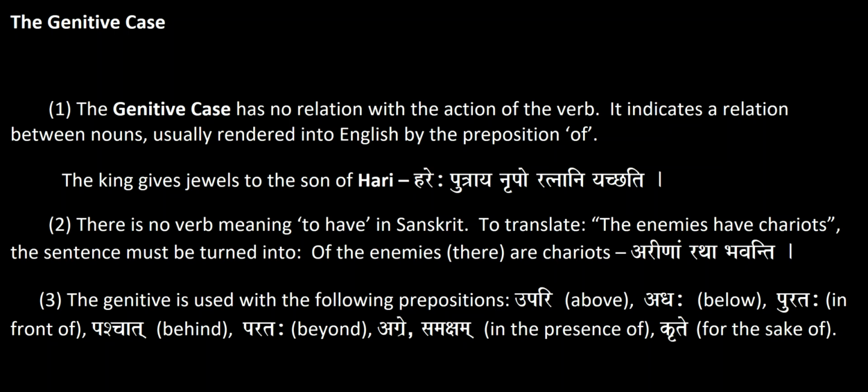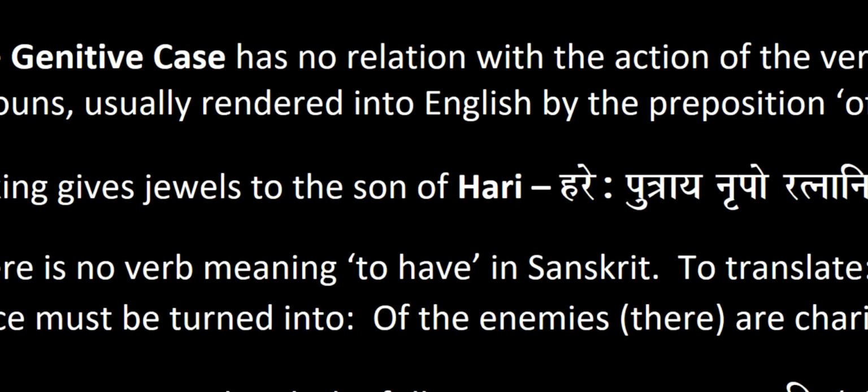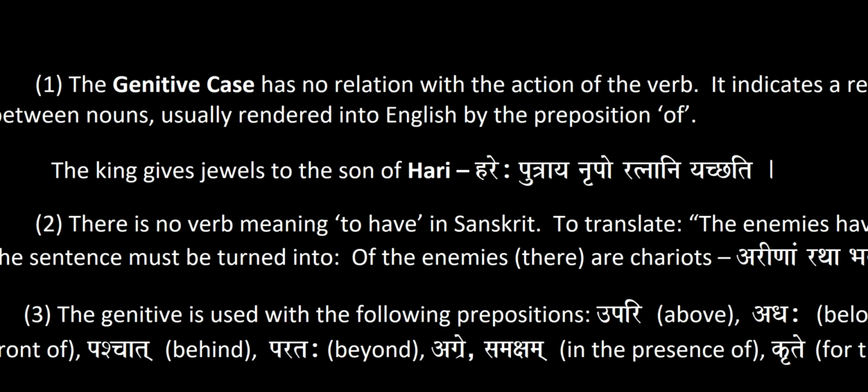Now going into detail, going back to number one, the genitive case has no relation with the action of the verb. It indicates a relation between nouns, usually rendered into English by the preposition of. Our example sentence: the king gives jewels to the son of Hari. Let's zoom in on that. The star of this lesson is going to be of Hari. The king gives jewels to the son of Hari, because we're focusing on the preposition of.